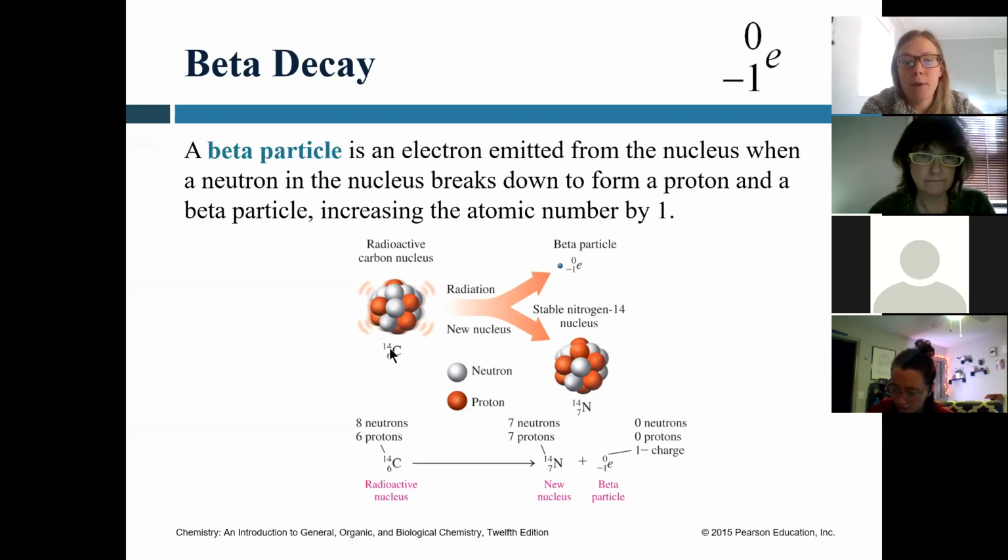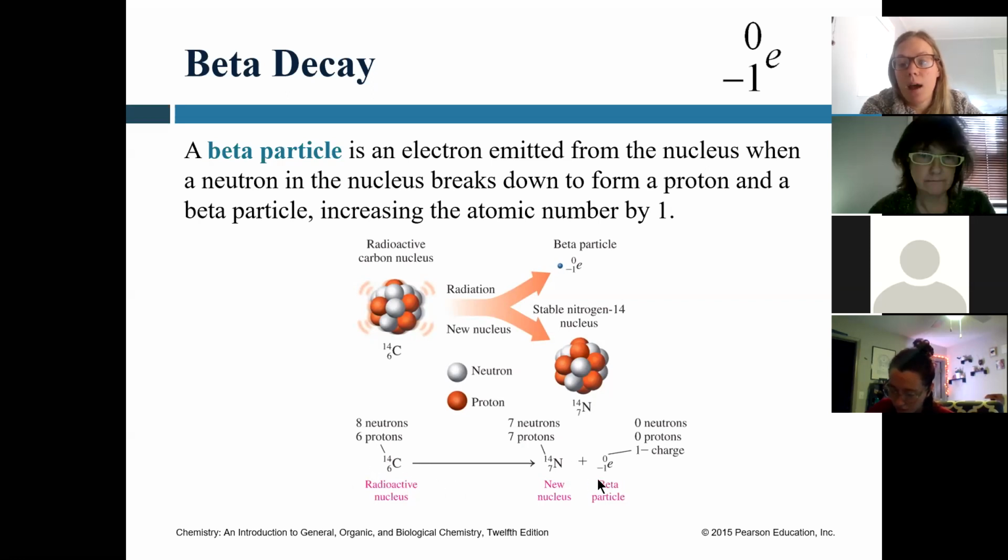Do you see how my atomic mass is the same? It's 14 here and it's 14 here with my new nucleus. The mass didn't change. Why? Because the beta particle has no mass. But what happened to my protons? I took one of the neutrons and converted it into a proton. So we went from 6 protons to 7 protons. We didn't change the mass. We just took one of the neutrons and converted it.